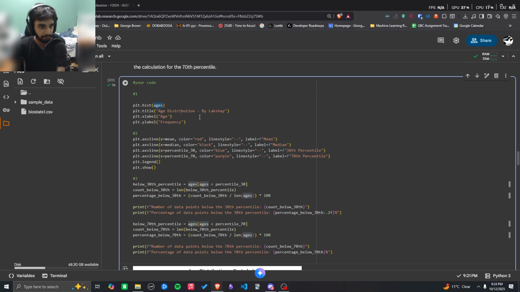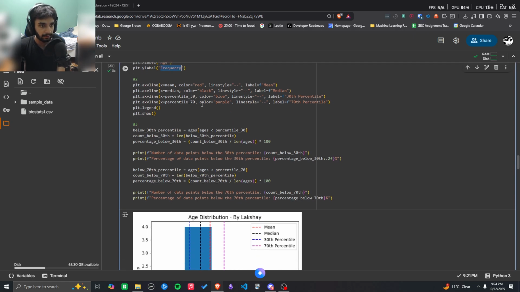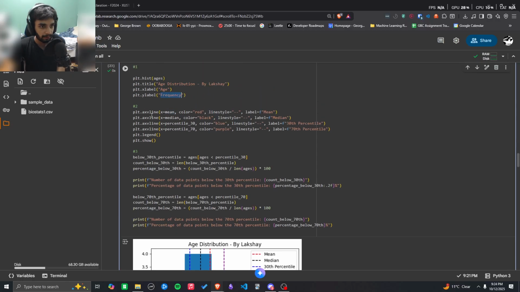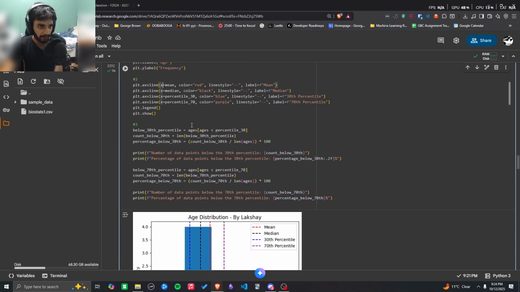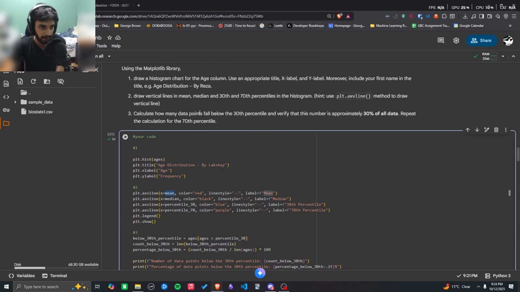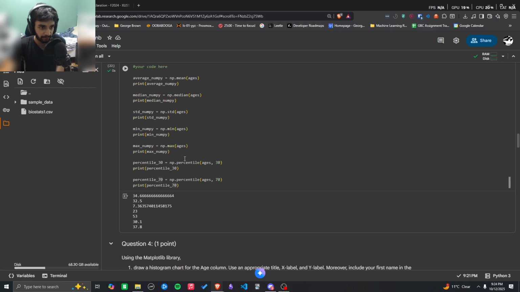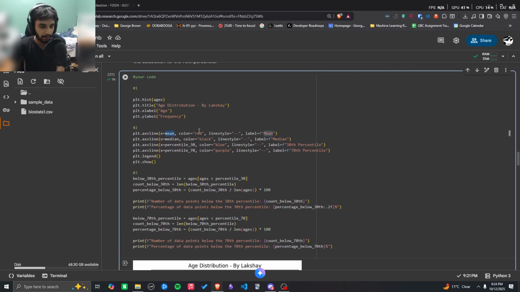So we create a histogram of this. I labeled it age distribution by me. X label is age, Y label is frequency. Using this function, we could plot these vertical lines to find our mean, median, mode. Because we already had mean, median, percentile all over here, we could just use that.